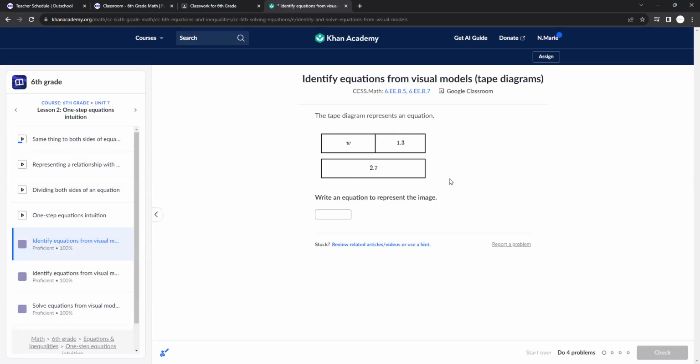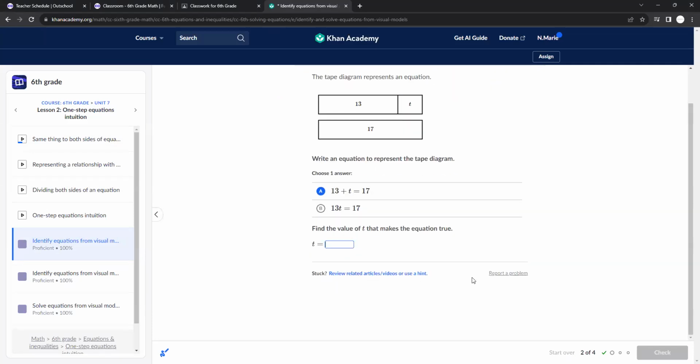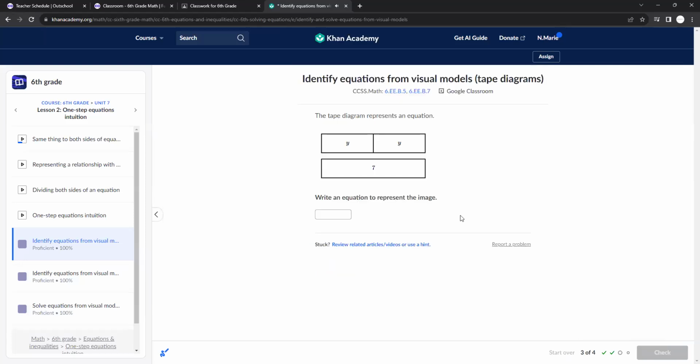So these are using tape diagrams. I don't know why they teach this method. It's just kind of weird for me, but let me go over what they expect you to do. So this would be 1W plus 1.3 equals 2.7. So this equals this. So that added together equals that. This would be 13 plus T equals 17. And so T would be 5, I mean 4, right? You can plug that in. 13 plus 4 is 7.